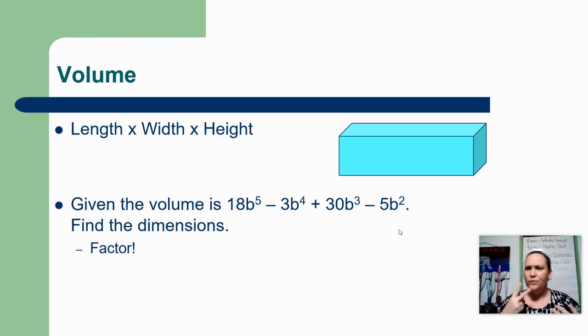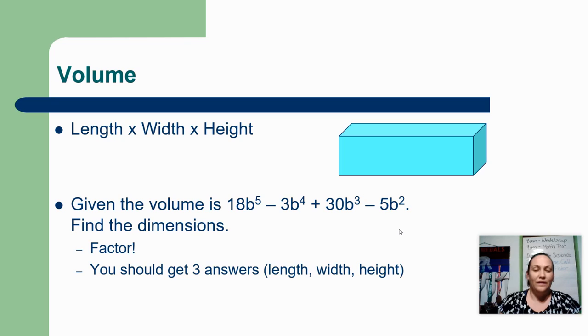And we've really only learned two types of factoring. We learned GCF on Tuesday, and then we learned the box method yesterday. So those are the two types of factoring you're going to use. And again, you want to get three things for your answers: a length, a width, and a height. Again, if you're feeling pretty confident about what we've been doing so far, if you want to pause the video, you can, and try it on your own.